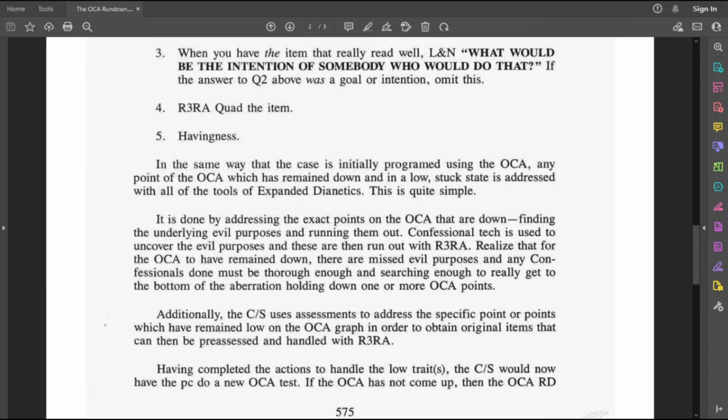This is quite simple. It doesn't seem simple. It's done by addressing the exact points on the OCA that are down, finding the underlying evil purposes, and running them out. So what if you're just a really bad communicator? Who's to say that you have evil intentions or evil purposes on communication?